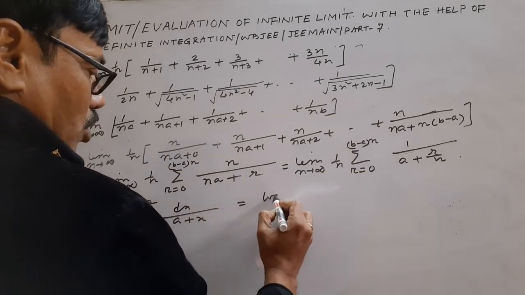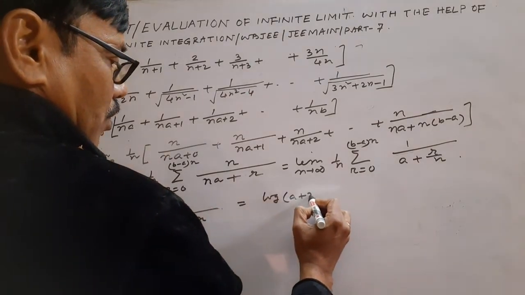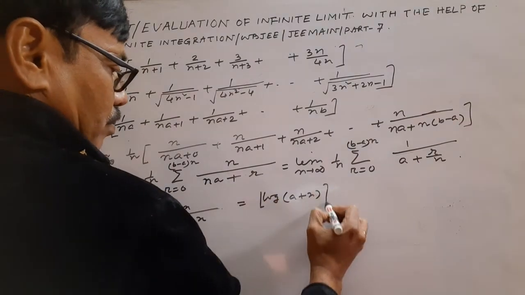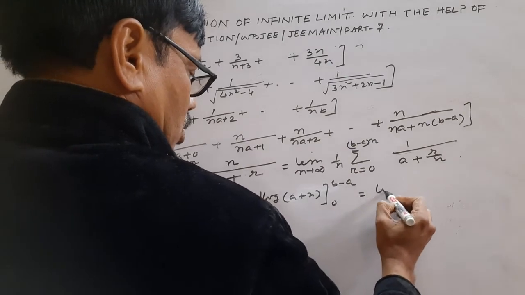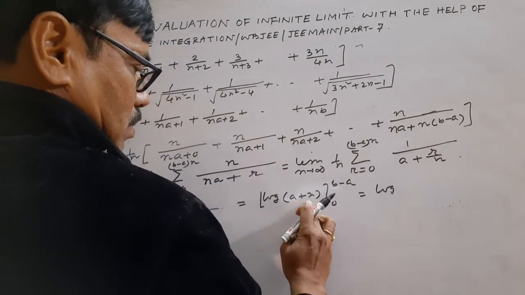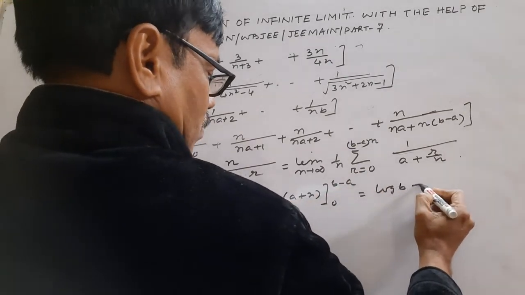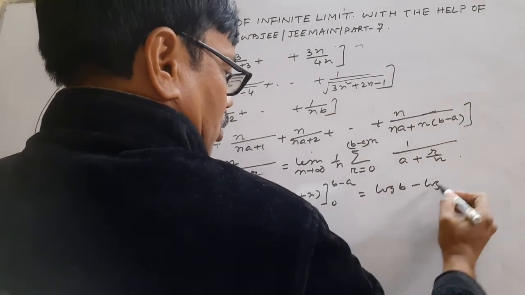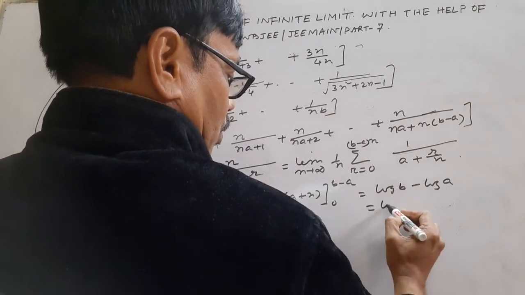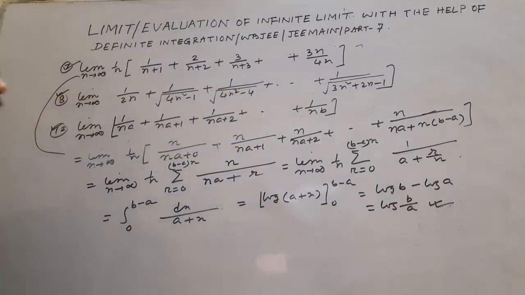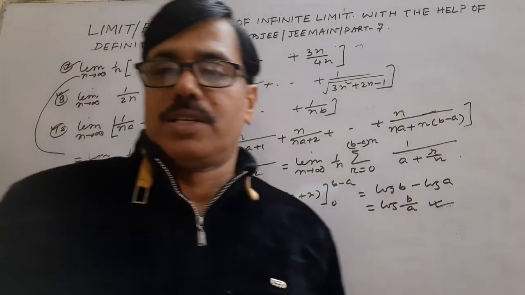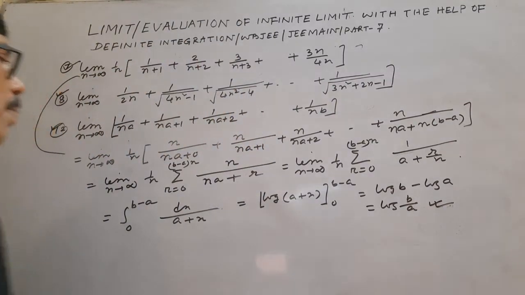So this is log(a plus x), from b minus a to 0. So log(a plus b minus a), so this is log b. If it is 0, then log a. So log b by a. So the answer is log b by a.